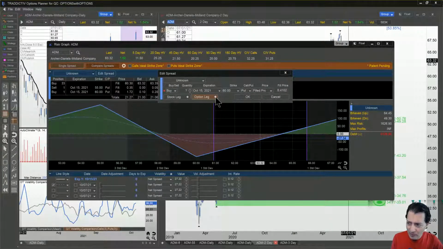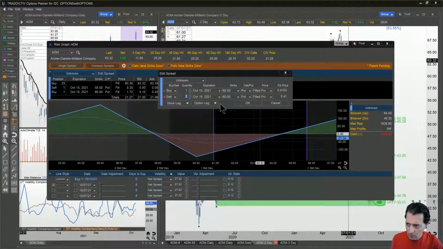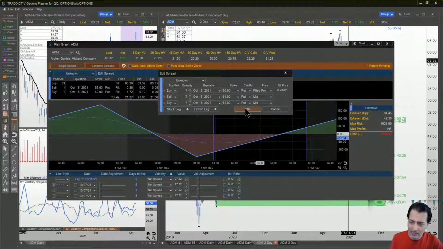So now what am I trying to do? So what I'm trying to do is sell 2 of the 61 at whatever price is available and buy 1 of the 62 at whatever price is available, which ideally will be 10 cents.